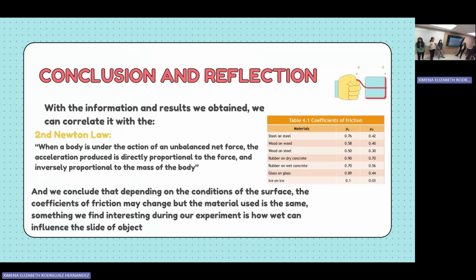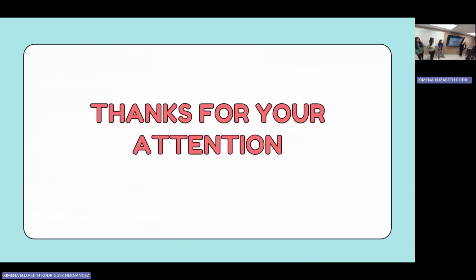Something we find interesting during our experiment is how water can influence the sliding of objects. Thank you for your attention.